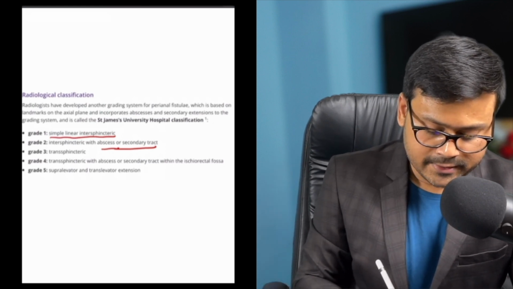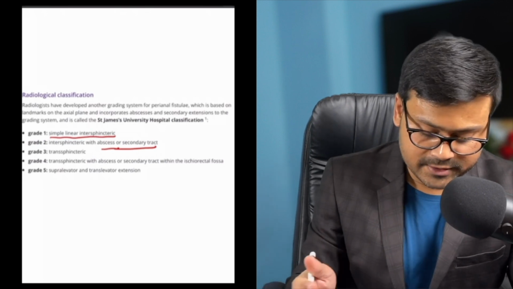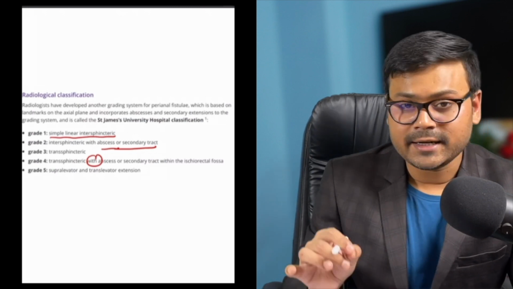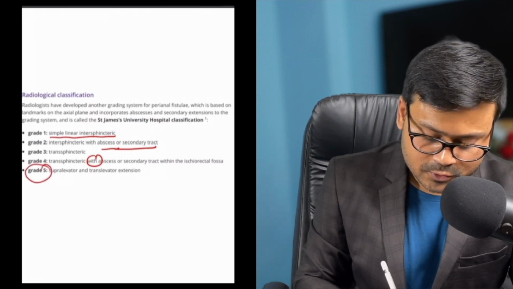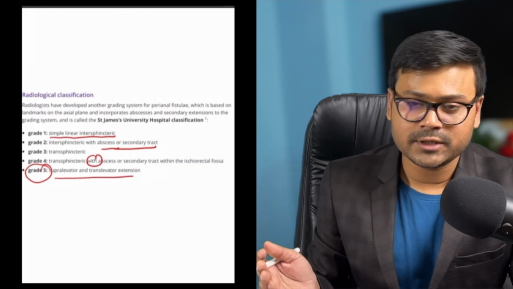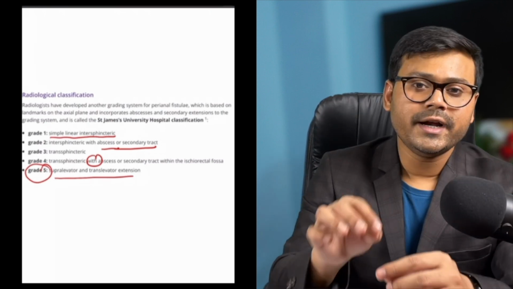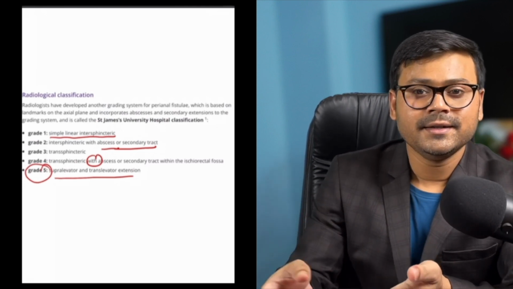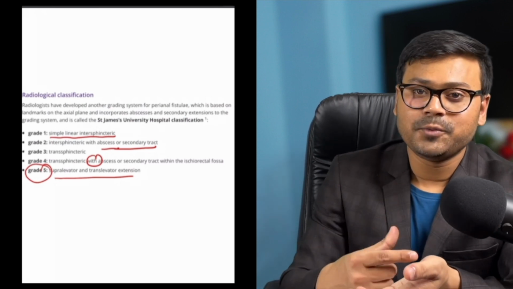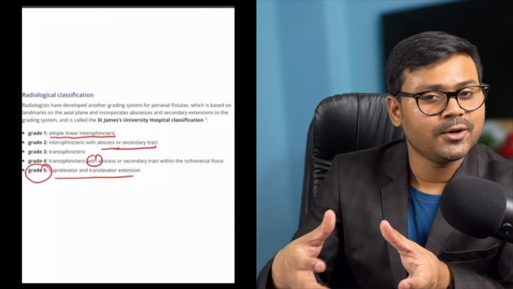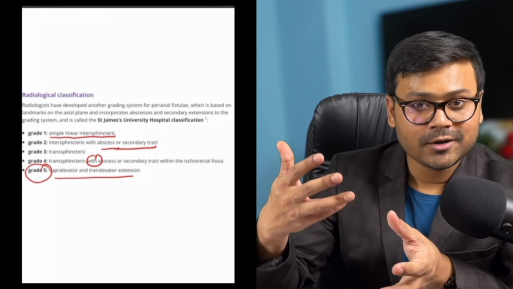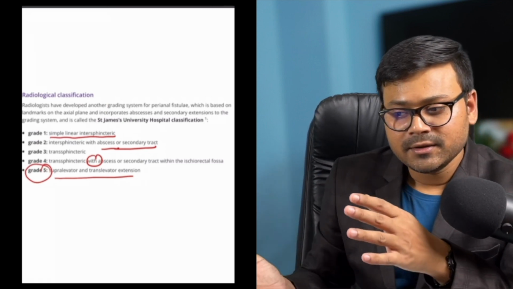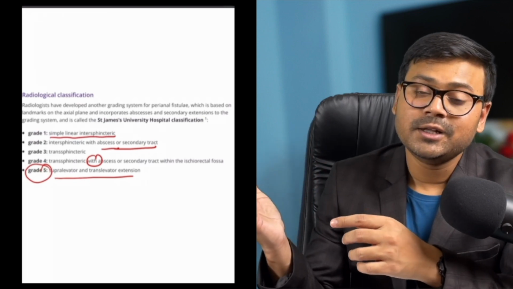If ramification is there, then it is grade 2. And grade 3 is transsphincteric, crossing both the sphincters. Grade 4 is transsphincteric plus abscess or secondary tract. And grade 5 is supralevator or translevator extension. It is crossing the levator ani. So grade 1 is simple intersphincteric, grade 2 is intersphincteric plus abscess or ramification, grade 3 is transsphincteric, grade 4 is transsphincteric plus abscess or ramification, and grade 5 is translevator or supralevator extension. The fistulous tract is piercing the levator ani muscle.